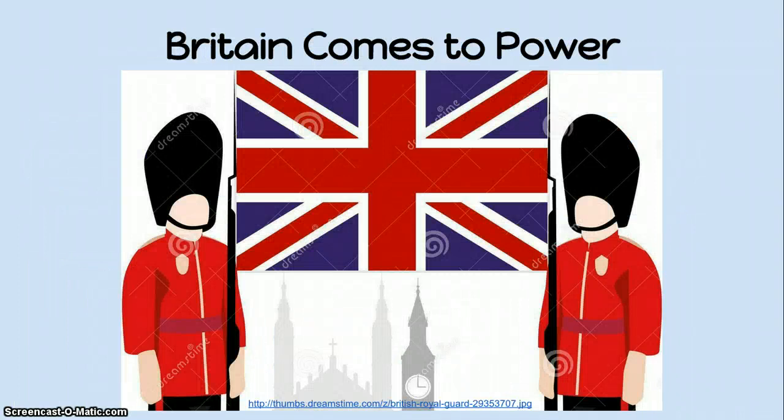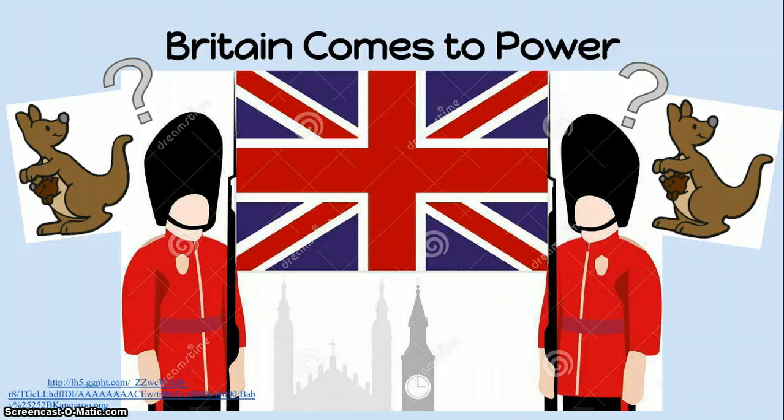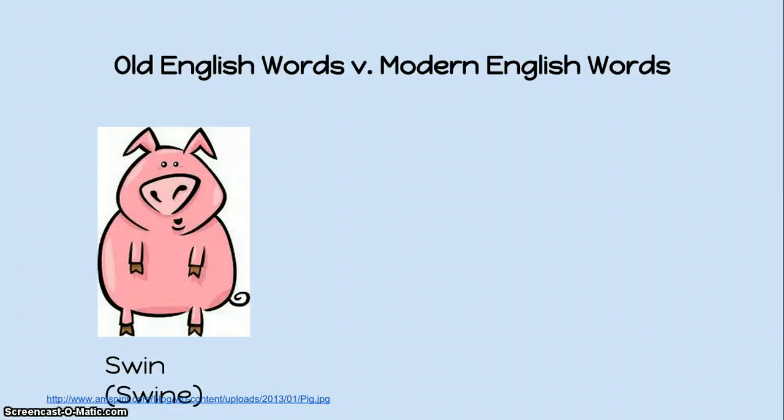When Britain came to power, they were influenced by vocabulary words for objects they had not seen before, like the kangaroo. We can see the difference between Old English and modern English words. For example, in Old English, the word swin means pork in modern English.